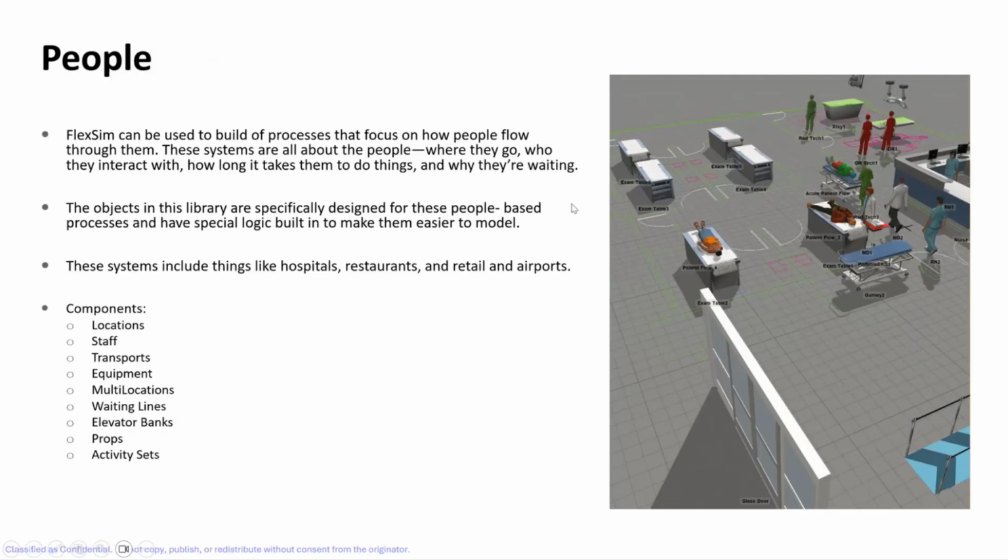Okay, so you can also use FlexSim to simulate a process where people interact with something, like in this case, they want to send the patients to the bed. Which is the best path? The components that you can set and play around with here are the location, the staff, the equipment, and the transport.